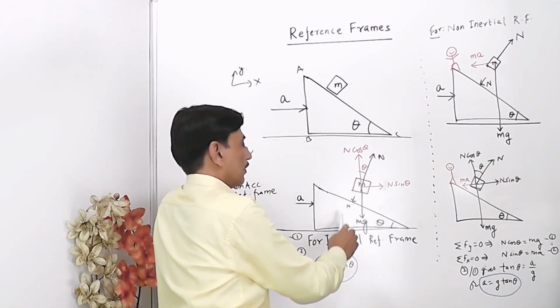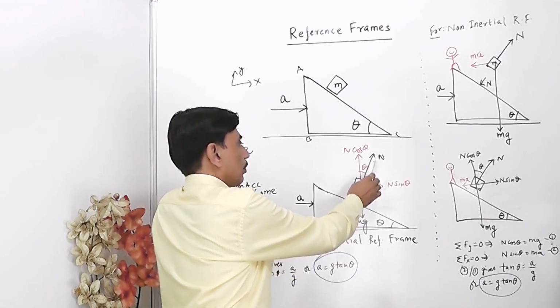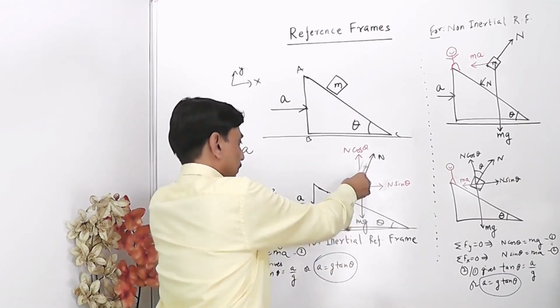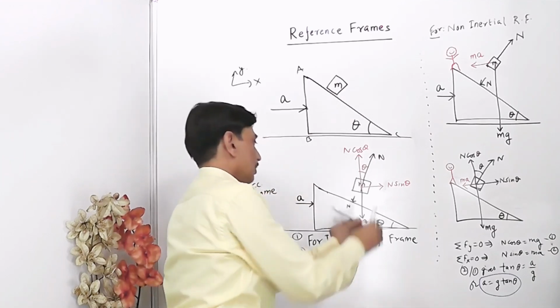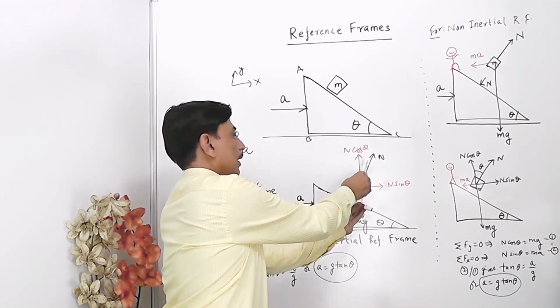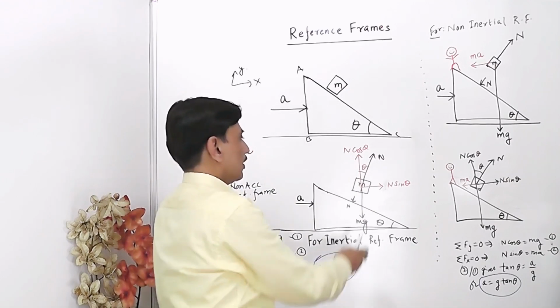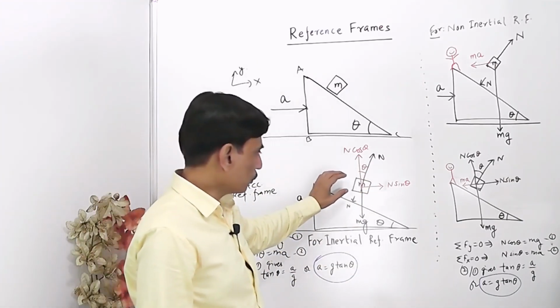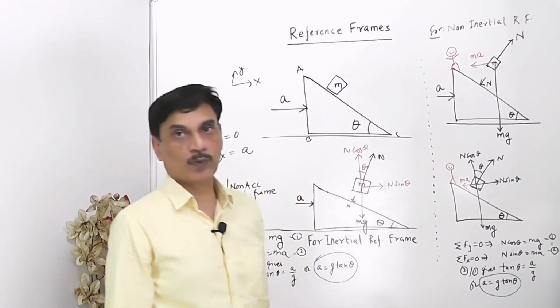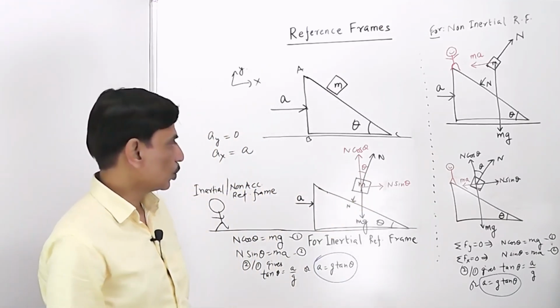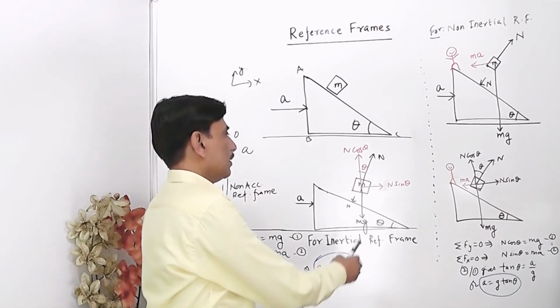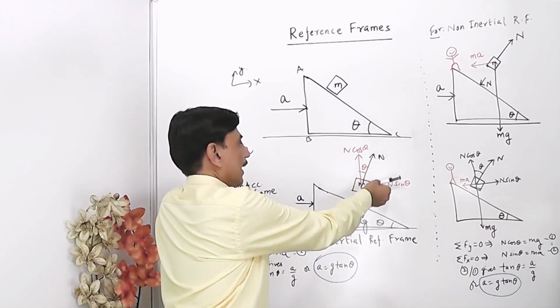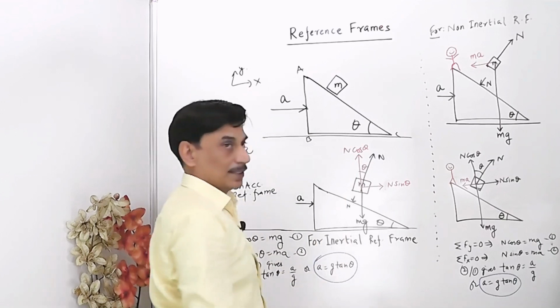As this is a frictionless surface, there is only going to be the normal reaction, that is perpendicular to this surface. That is, this and this surface are going to be at an angle of 90 degrees. So this is the normal reaction. Now we see that this block moves purely along the x-axis with the acceleration A. So what we do is, we break N into components along the x-axis and along the y-axis.